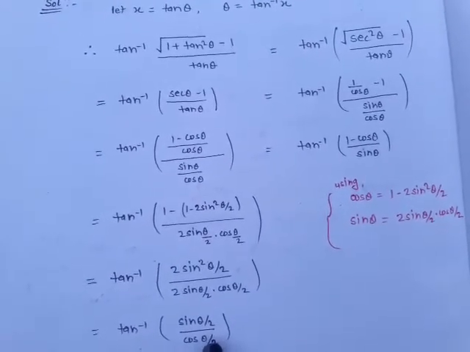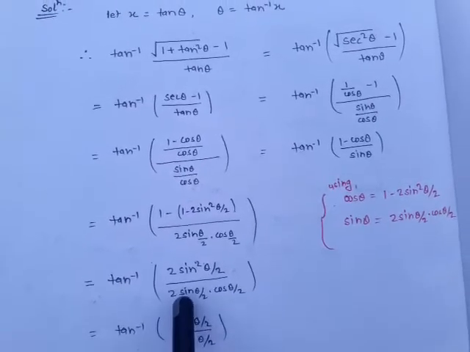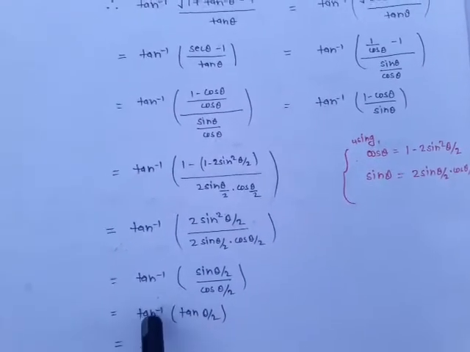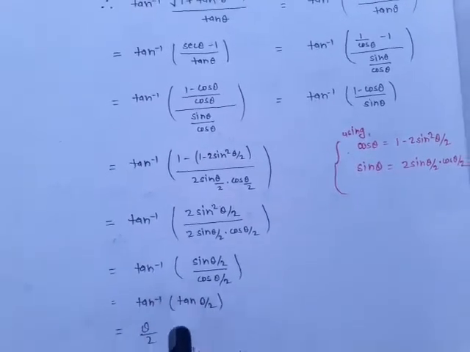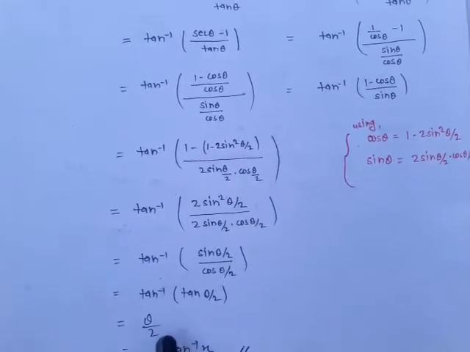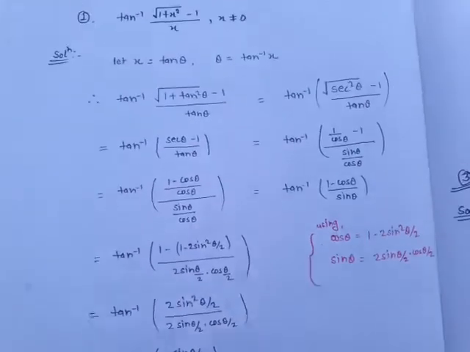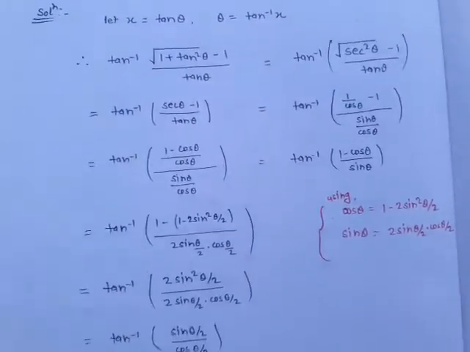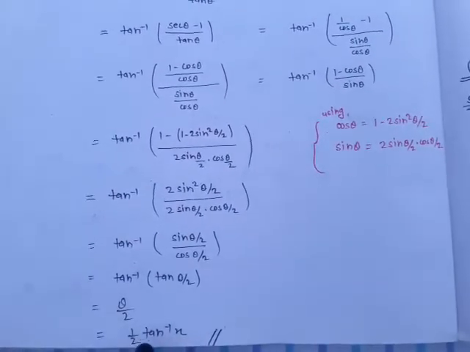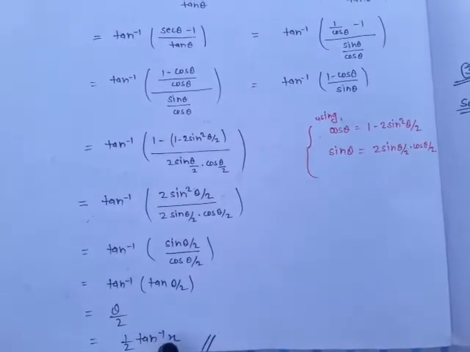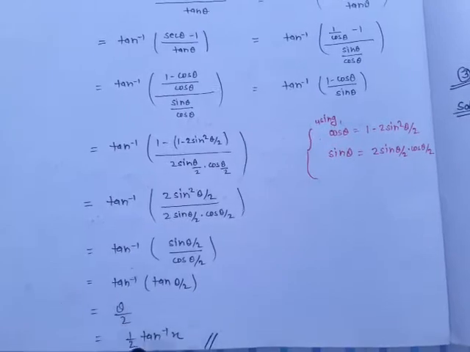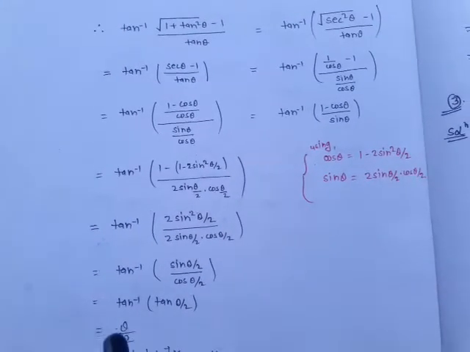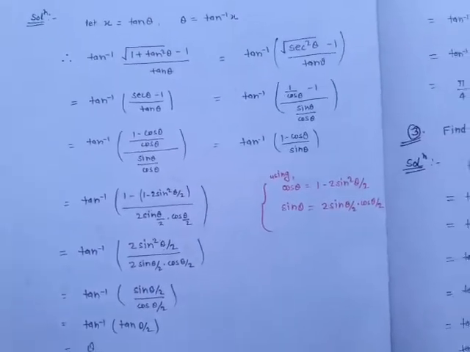We know that tan theta is equal to sin theta upon cos theta, so sin theta by 2 upon cos theta by 2 gives tan theta by 2. Tan inverse tan theta by 2 gives theta by 2, and for theta by 2 we put the value of theta from above. Theta is equal to tan inverse x, so we put the value of half theta. In place of theta we put tan inverse x, that is half tan inverse x, and this is the simplest form of the given question. Now we move to the next question.